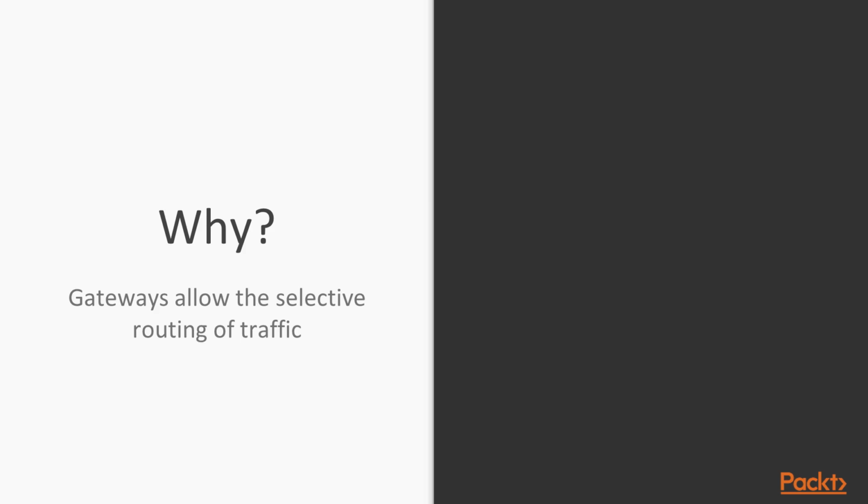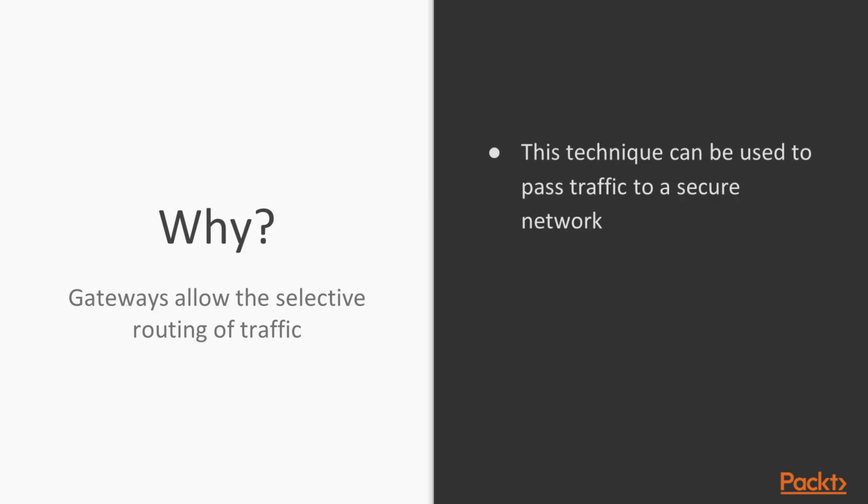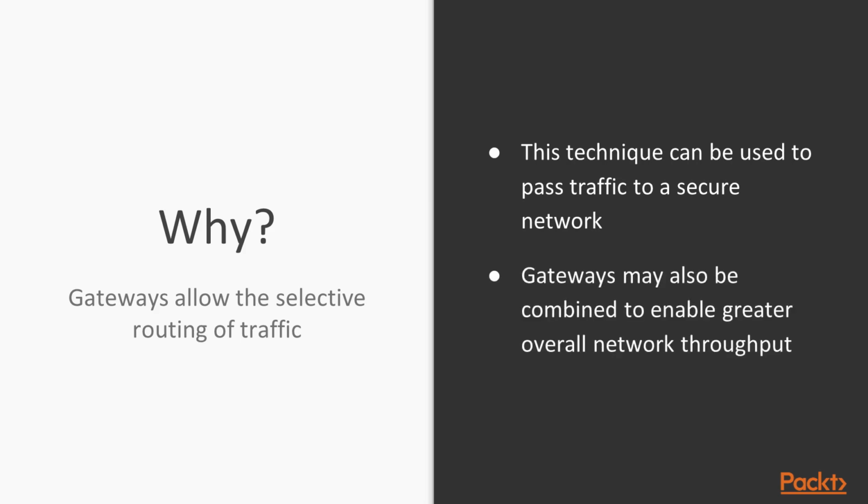Additional gateways allow selective routing of traffic. This technique can be used to pass traffic to a secure network, and gateways may also be combined to enable greater overall network throughput. Most scenarios that use multiple gateways are complex and use case specific. Therefore, we're going to use a quick, contrived example simply to demonstrate the effect and define some of the vocabulary and show the pfSense interfaces to gateways and routing.